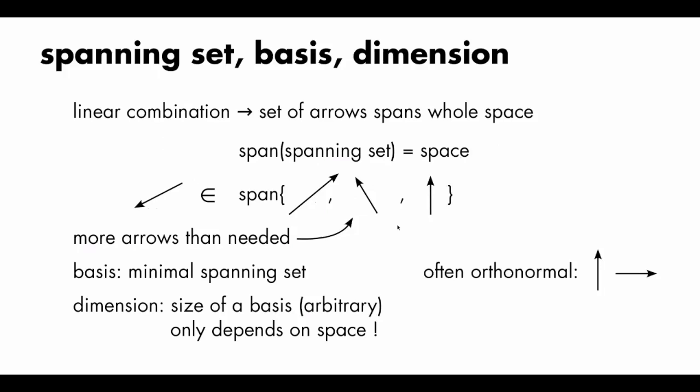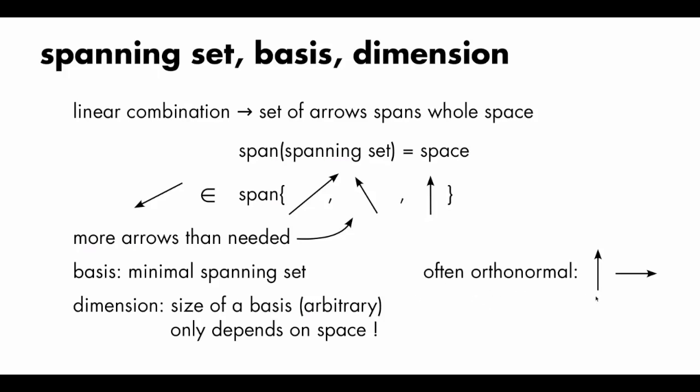So our spanning set is not quite optimal, you might say. And this brings us to a very important notion of a basis, which is a minimal spanning set. We take only the number of arrows that we need to span the space, and we call that a basis. We can choose any basis that we like. We have a huge choice of bases, is what I want to say.